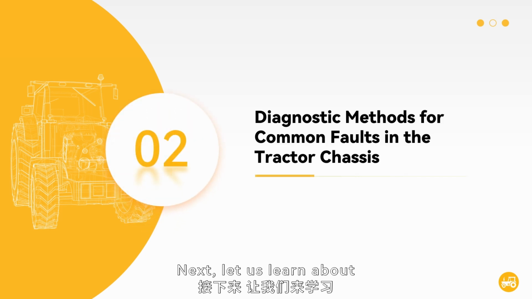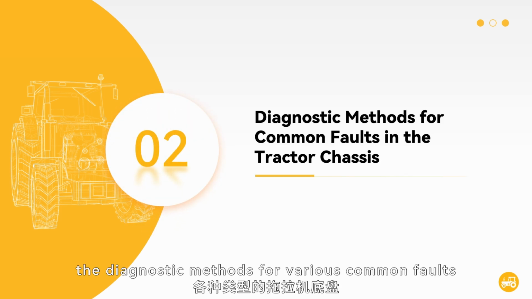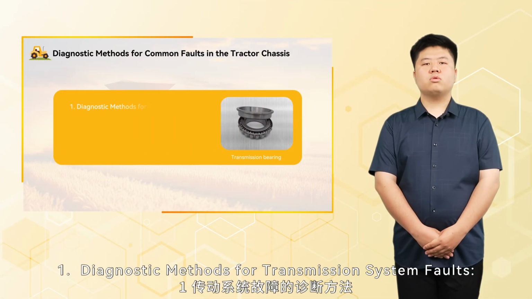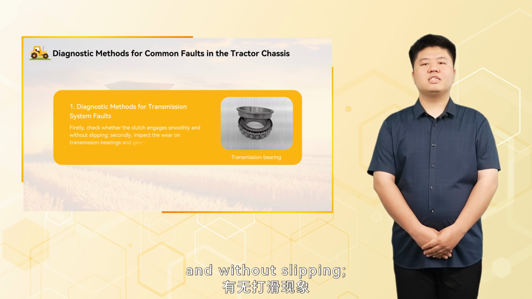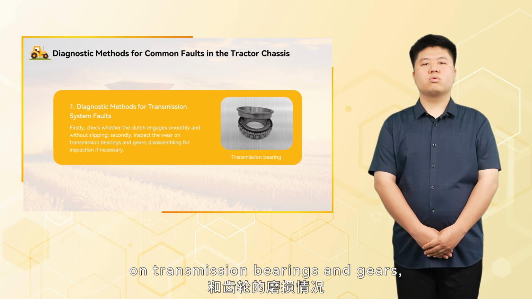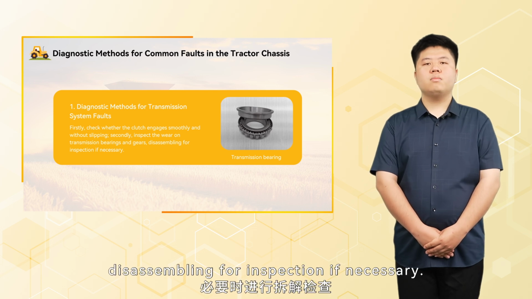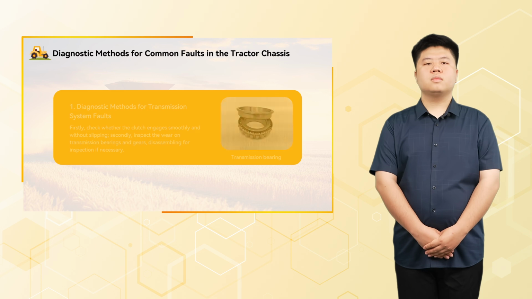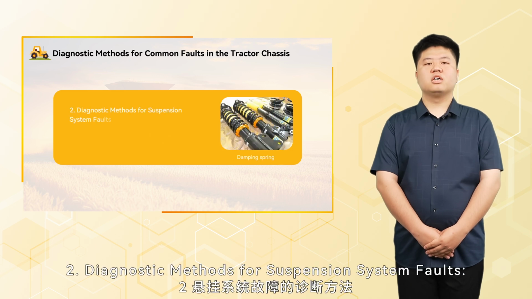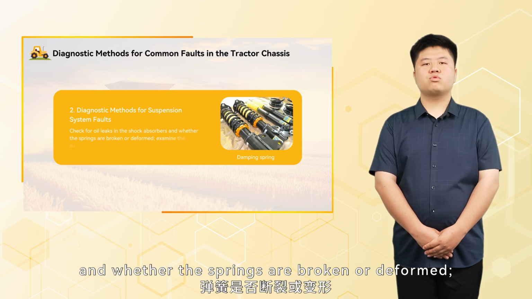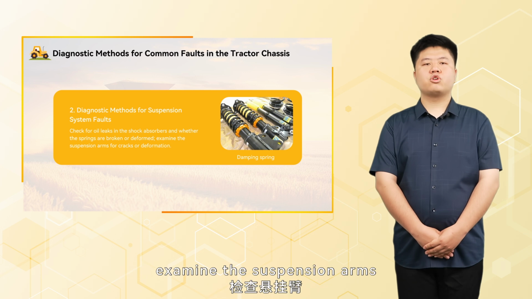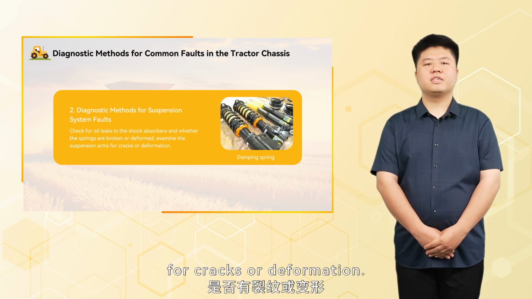Next, let us learn about the diagnostic methods for various common faults in the tractor chassis. 1. Diagnostic methods for transmission system faults. Firstly, check whether the clutch engages smoothly and without slipping. Secondly, inspect the wear on transmission bearings and gears, disassembling for inspection if necessary. 2. Diagnostic methods for suspension system faults. Check for oil leaks in the shock absorbers and whether the springs are broken or deformed. Examine the suspension arms for cracks or deformation.